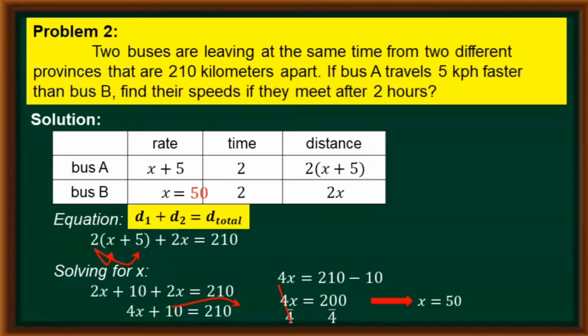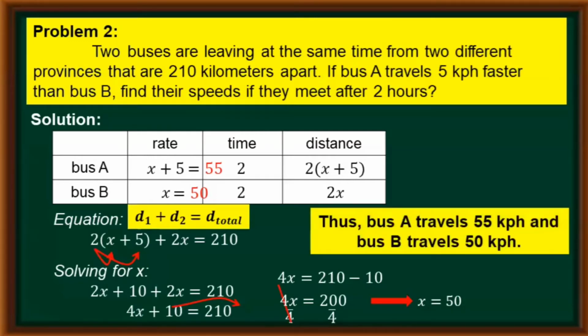And for bus A, since it travels 5 kilometers per hour faster than bus B, so we simply add 5 to 50, so that becomes 55. So bus A is traveling 55 kilometers per hour. Now we state the final answer to this problem. Thus, bus A travels 55 kilometers per hour and bus B travels 50 kilometers per hour.